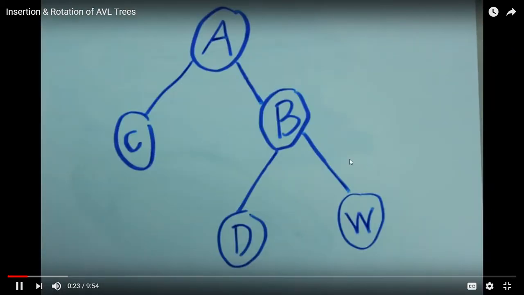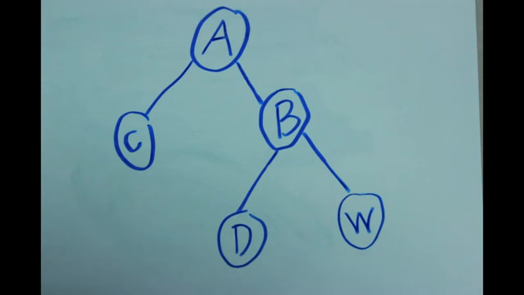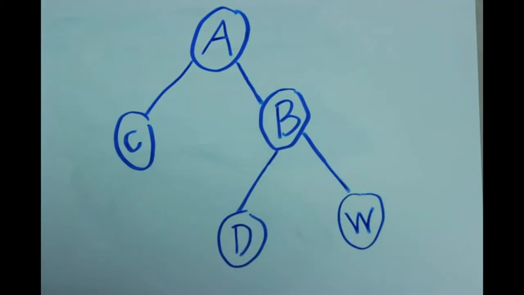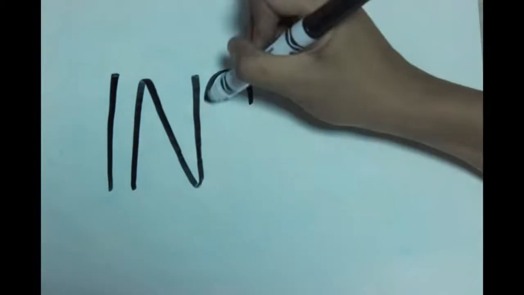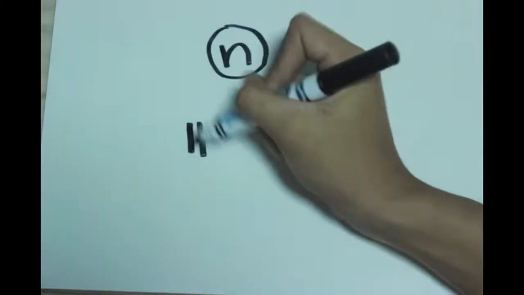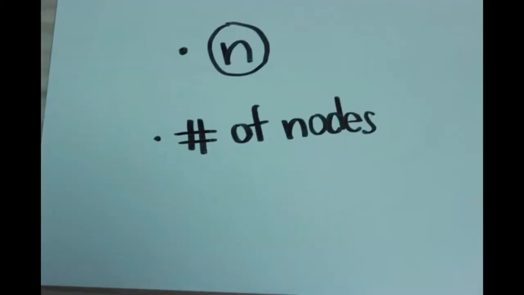A binary tree consists of a finite set of nodes, or consists of a root with left and right subtrees. Insertion is very simple and relies on the value of the node that you want to insert and the number of nodes that are already inside the tree.